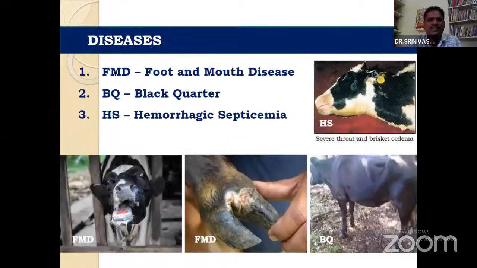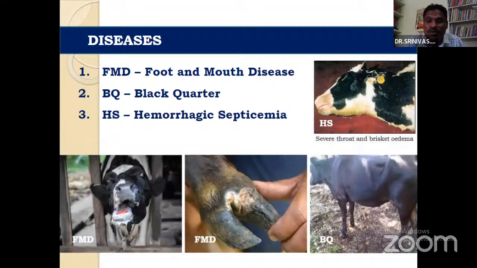Coming to the aspects after this management and clean milk production, let me mention some diseases. Without diseases, I think this talk would be incomplete. Just for information, I will go through some diseases we commonly see in our field work. Usually I come across these diseases regularly.